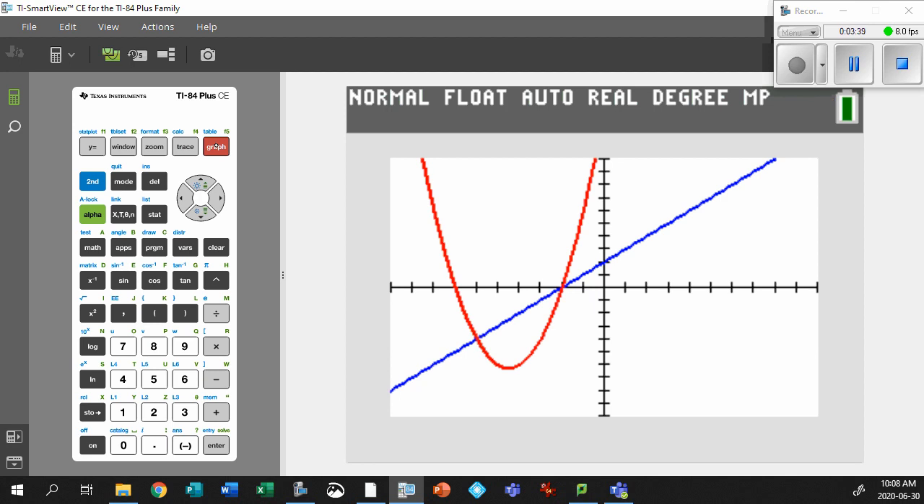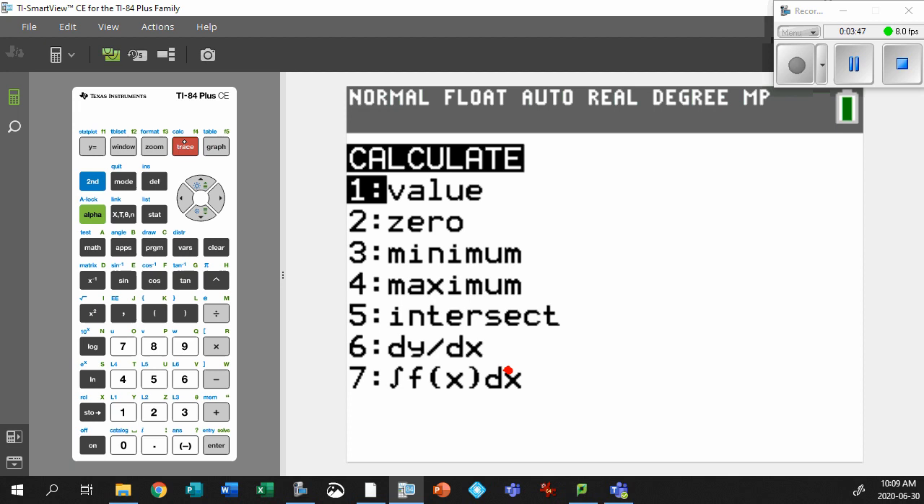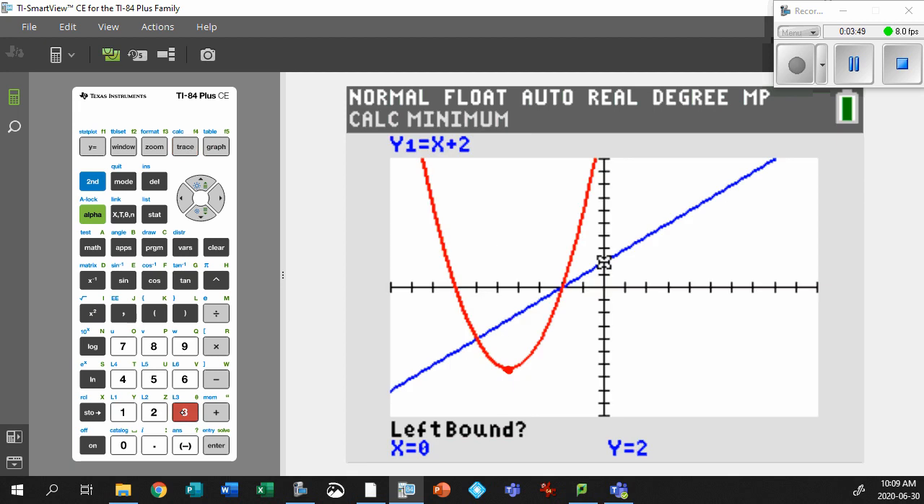Holy smokes. My curiosity, though, is killing me. I want to know, what is that vertex way the heck down there? Remember how to get that? Second calc, find the minimum. You got it. Left bound, right bound. Here we go. But we're on the wrong graph. So move your arrow up or down to change equations.